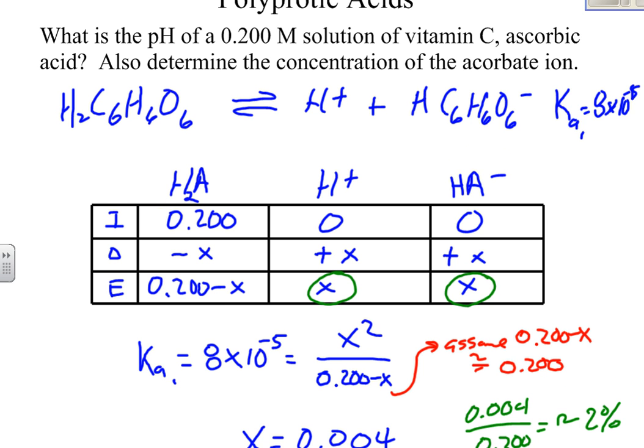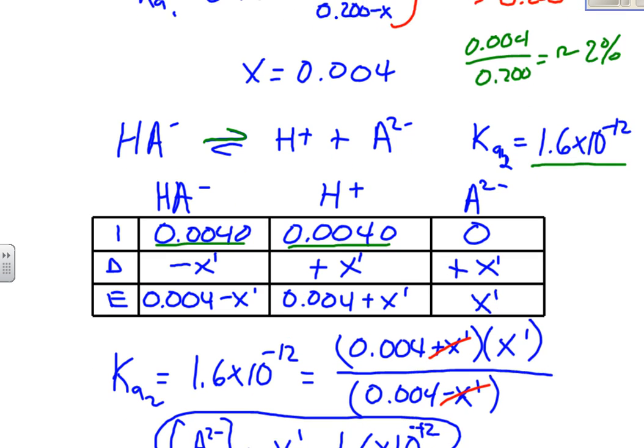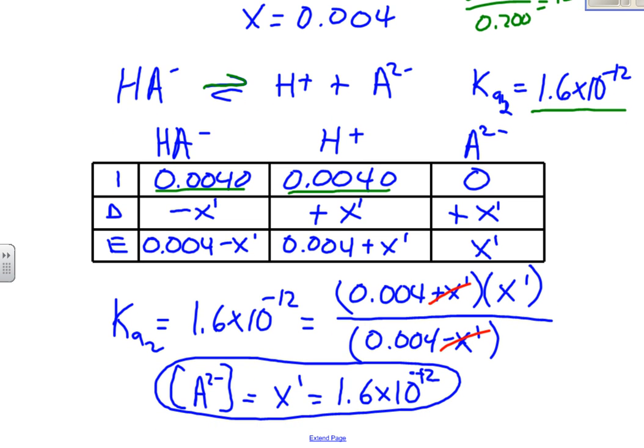Obviously, they force you into doing the second problem by asking you to determine also the ascorbate ion, the A2 minus. This cannot be done without doing the second equilibrium here. And of course, we'll see some different twists and things with this that'll force us to think a little bit.